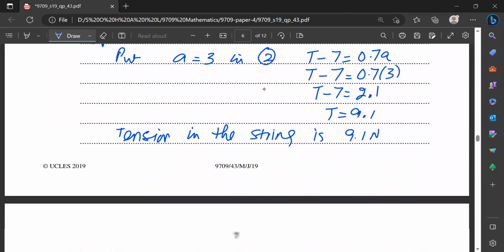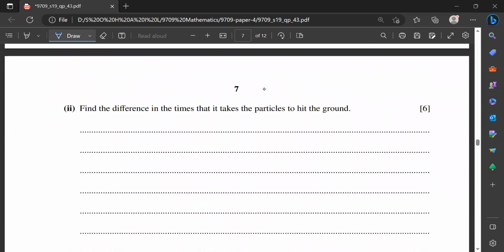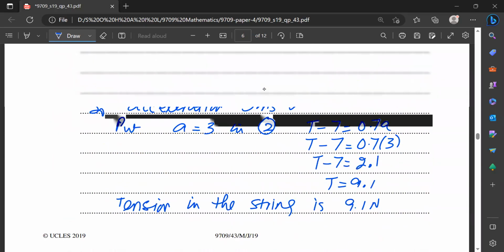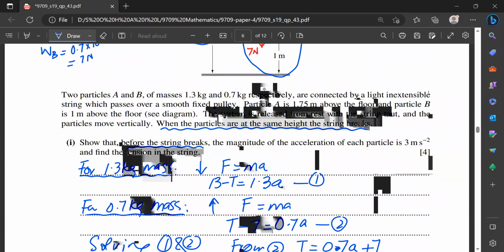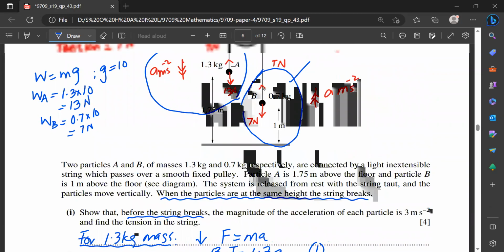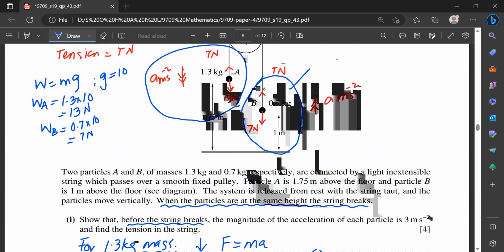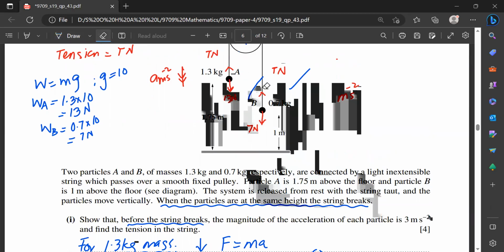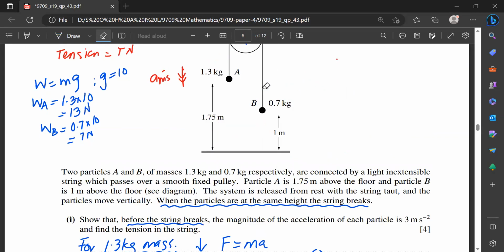So simple. Second, find the difference in the times that it takes the particles to hit the ground. Obviously, after the string breaks, both particles will come to the ground. So the question is to find the difference in the time. The string breaks when the particles are at the same height. I'm going to erase this because it was the working for the first part and just show the distances here. So I'm going to clear this figure.